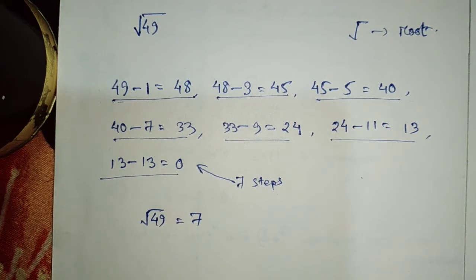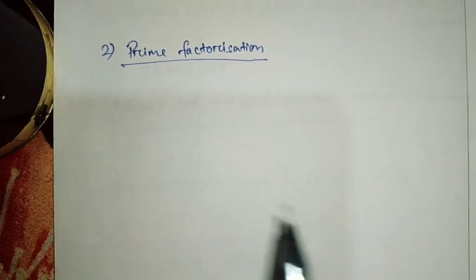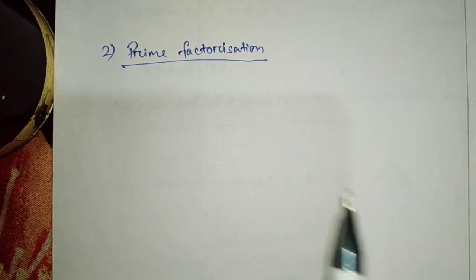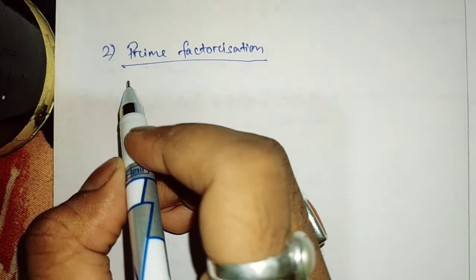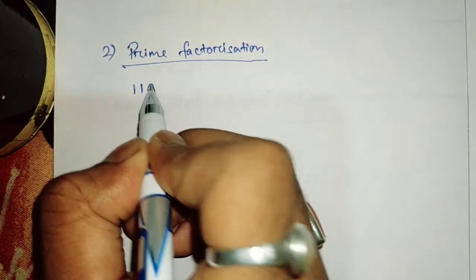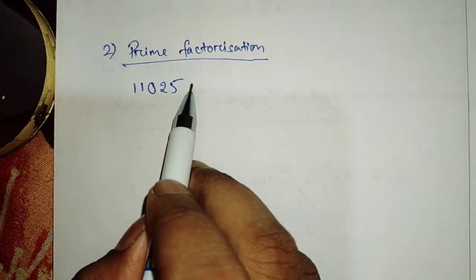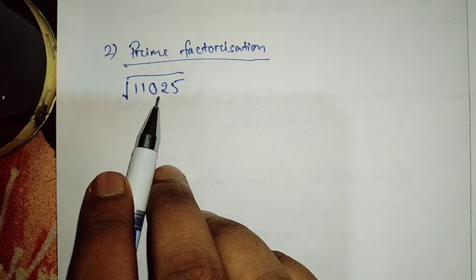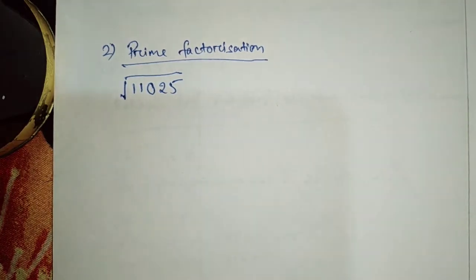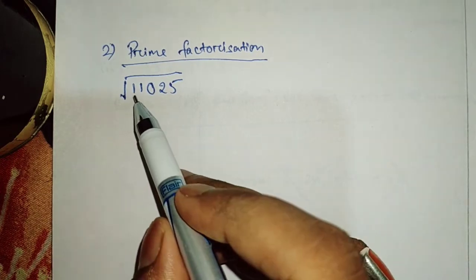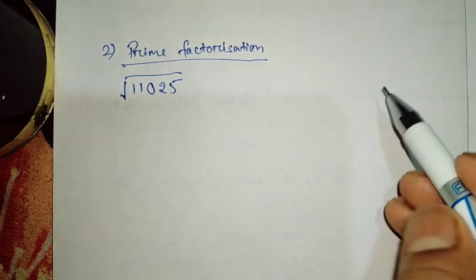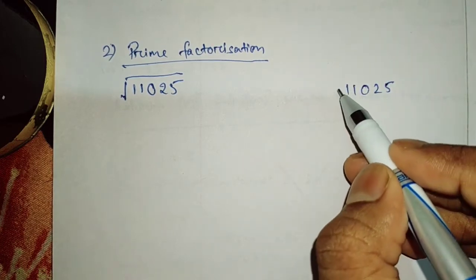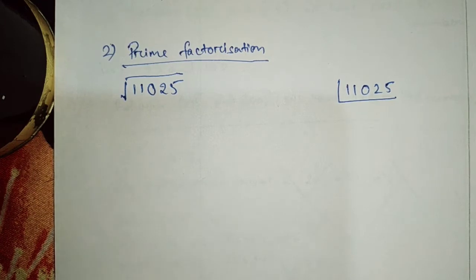Now let's come to our next method, the prime factorization method. If you are given a number, we first find the prime factors of that number. Suppose we are given the number 11025. Suppose this is a square number and we have to find the square root of it. So we have to find the prime factors of 11025. We'll write 11025 over here and start prime factorizing.